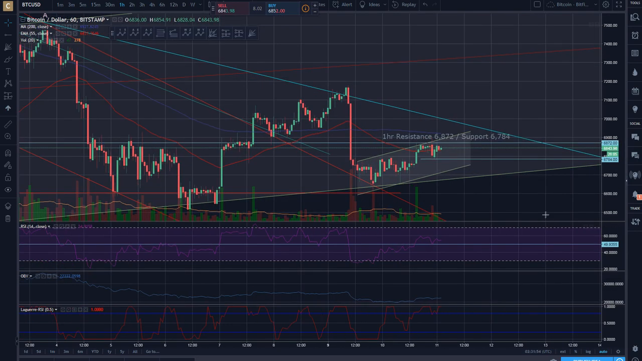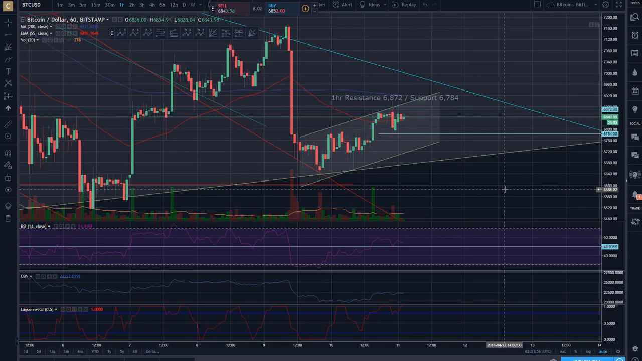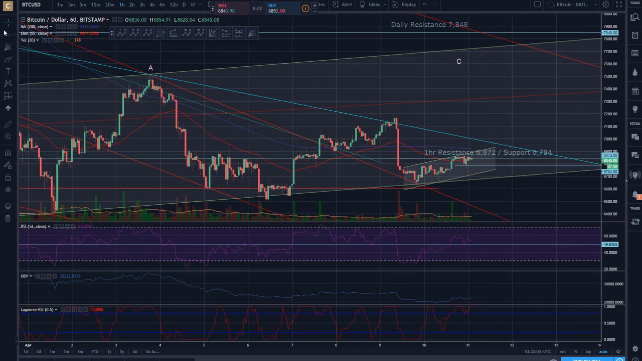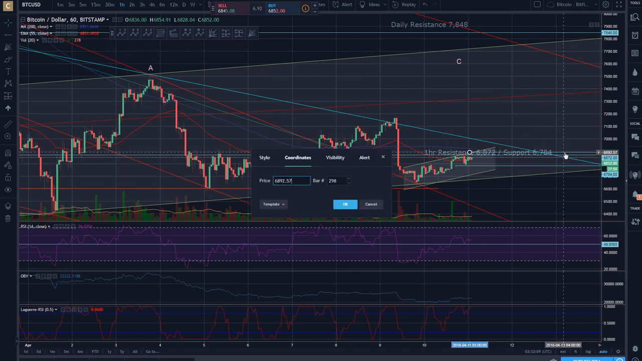Maybe I can. No, I won't clean that up. Why clean things up when they're so dirty, right? Next, 4 hour resistance. I know we didn't have one before. 4 hour resistance, 6,922. Okay. I know this is getting so dirty.